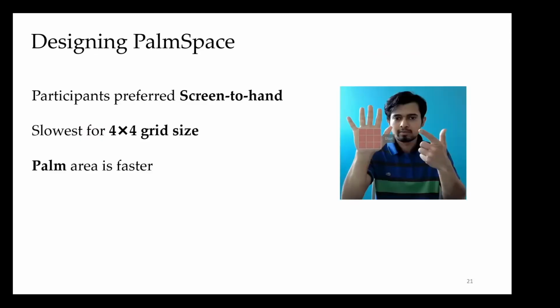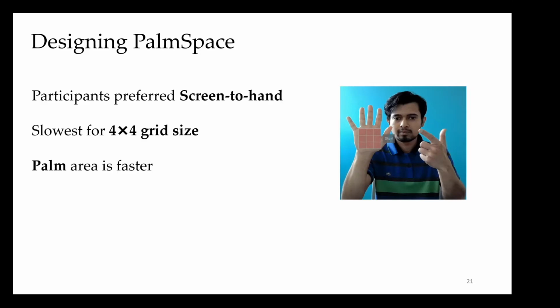Now, based on our results, we found that participants preferred screen to hand, where they can see themselves and also see the grid. We also found that if we add more items, it takes a longer time to select, as with a large number of grid cells or more items in the grid, we have smaller space allocated for each grid item, which makes the selection even harder and it takes longer.